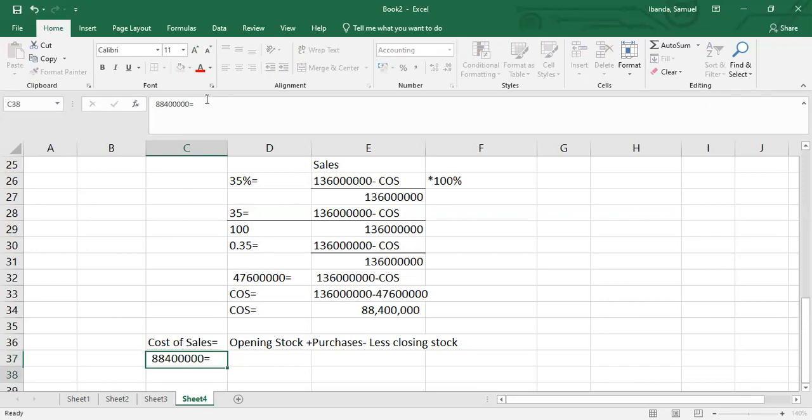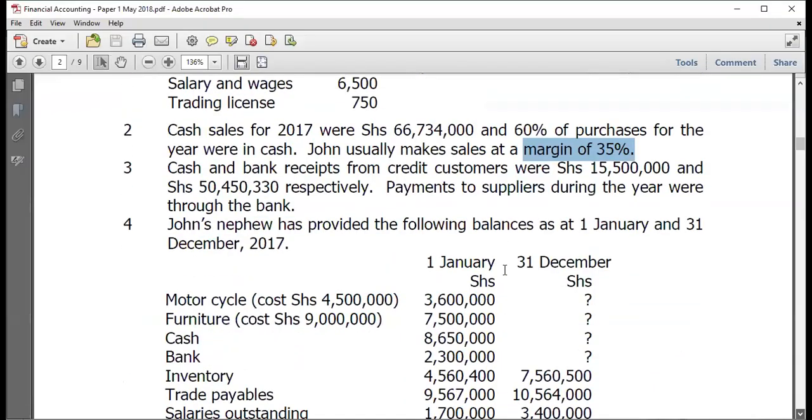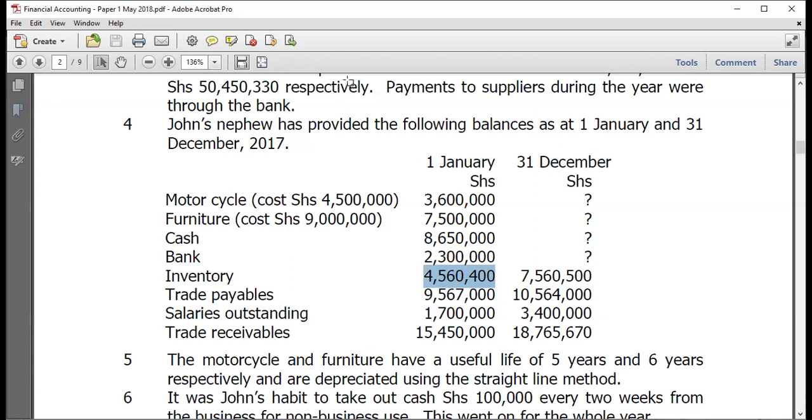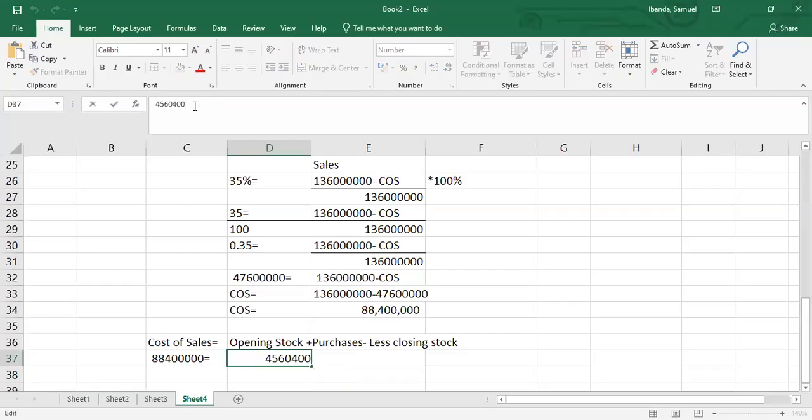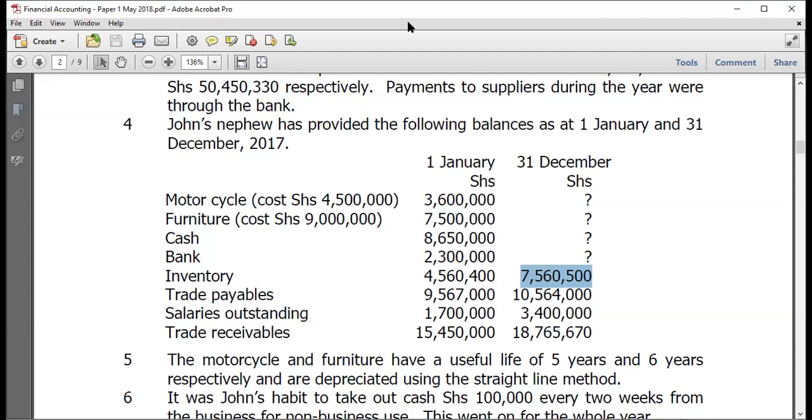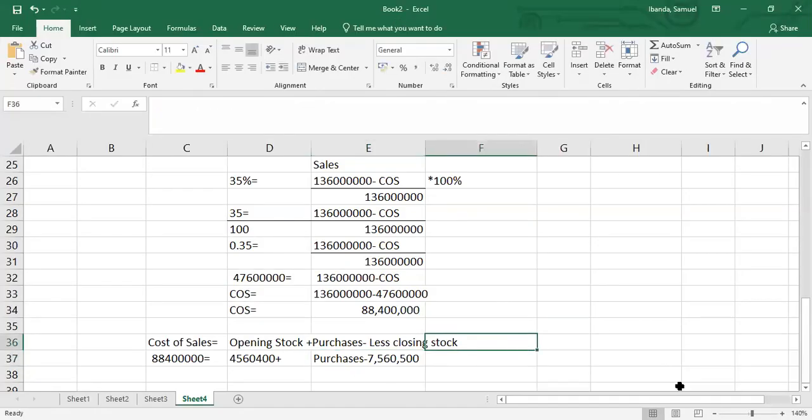And we are saying that this is equal to, do I have my opening stock? When I come here, I actually have opening stock. Do you see this? This is my opening stock. So I'll pick this value and take it the other side. Write it there, okay? And then I am adding purchases. Do I know my purchases? I don't have my purchases. It is what I'm looking for. And that's why I'm doing all this. And then this should less my closing stock, which I also have here, which is 7,560,000. So I'll bring it right here. So that is what I basically have.